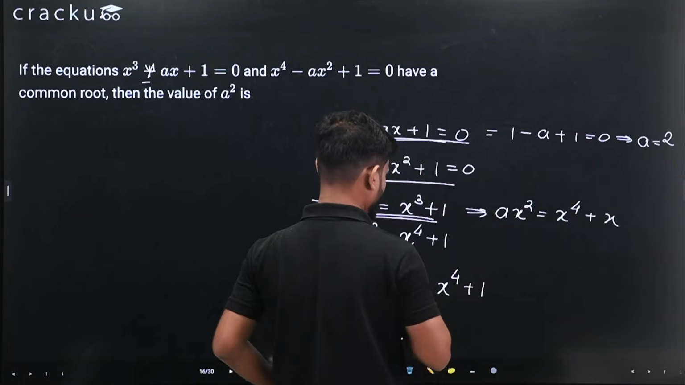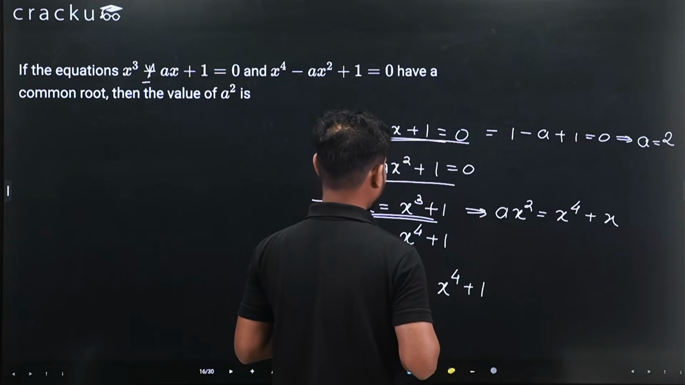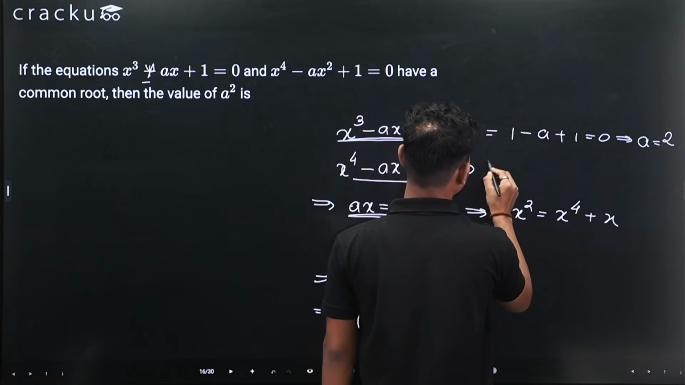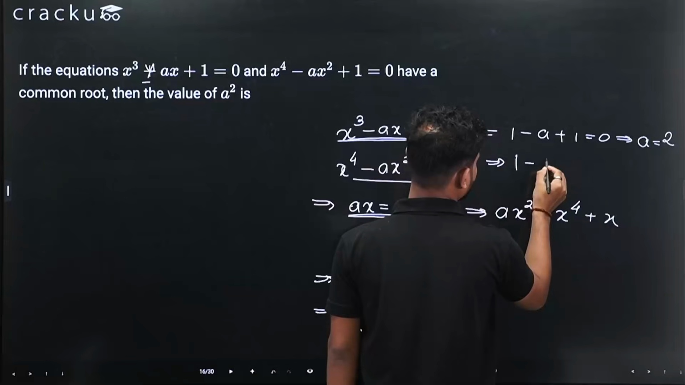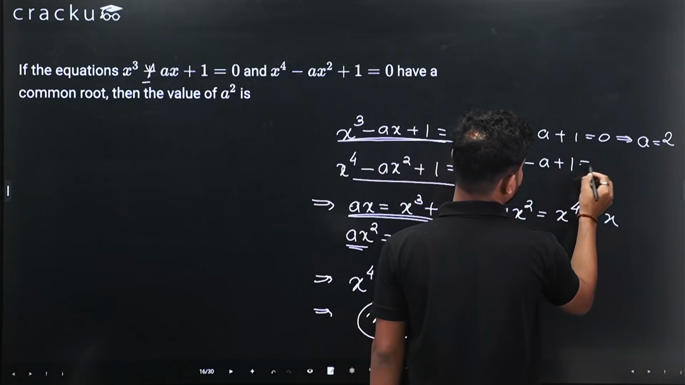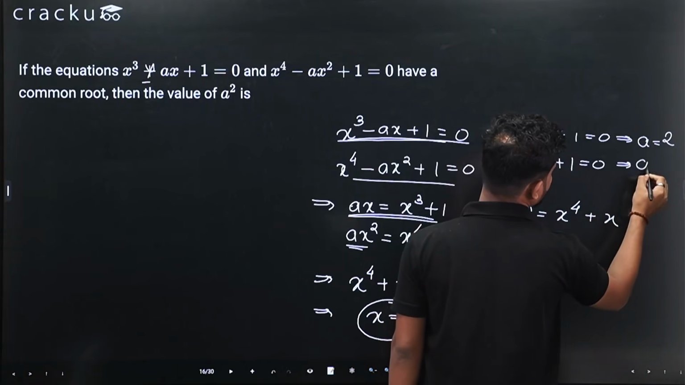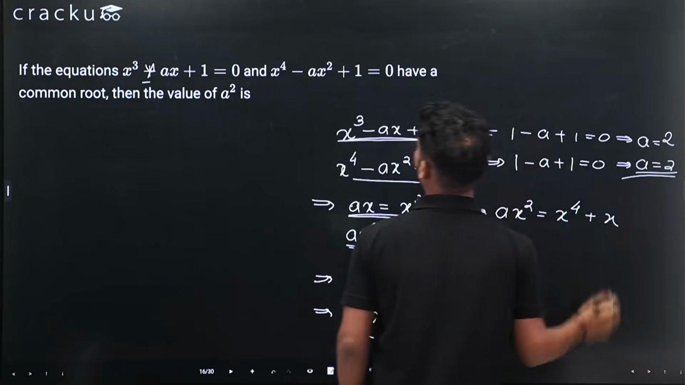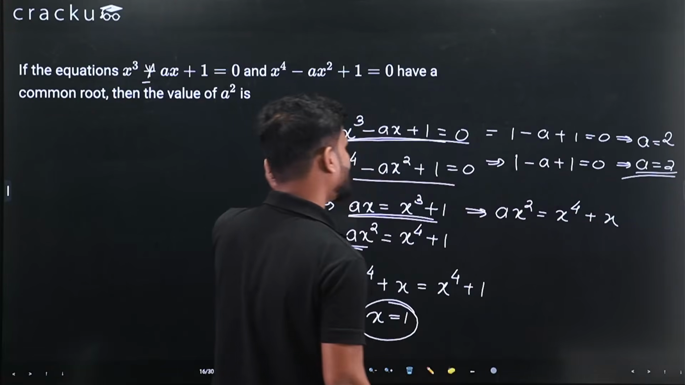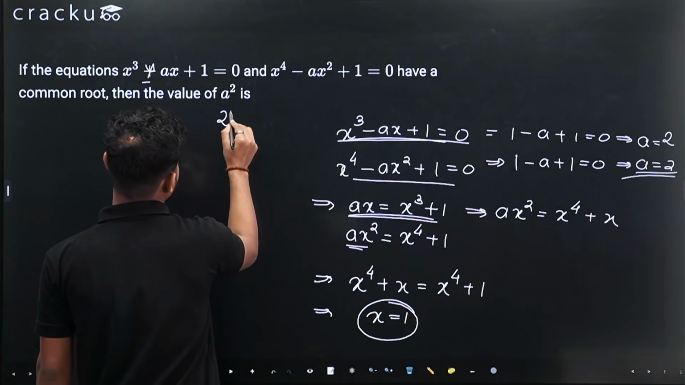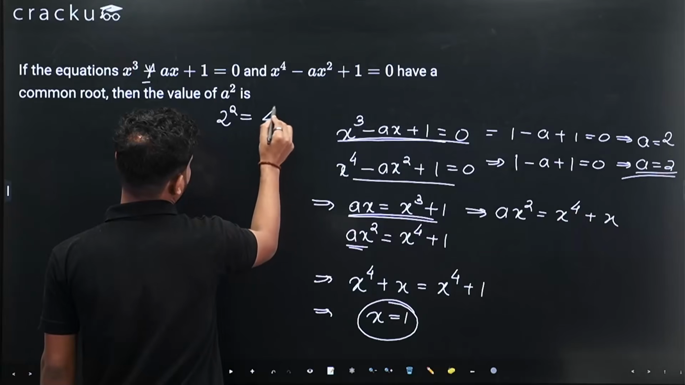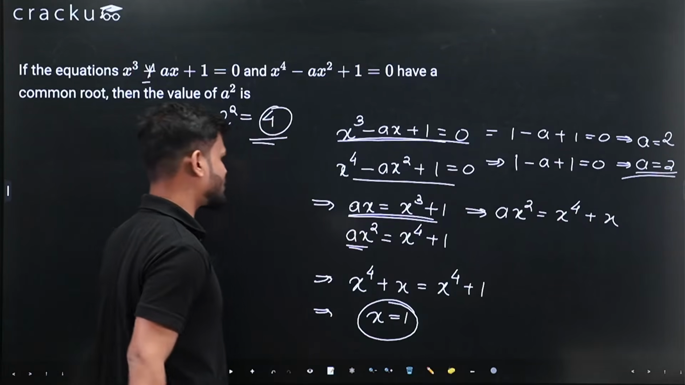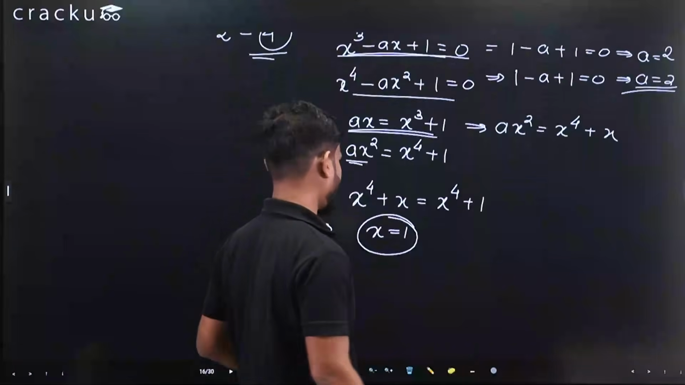If you put x is equal to 1 here, what would you get? You would get 1 minus a plus 1 is equal to 0. And from here also you get a is equal to 2. You need to find a square. What will be a square? A square will be 2 square, which is nothing but 4. Answer to this question will be 4.